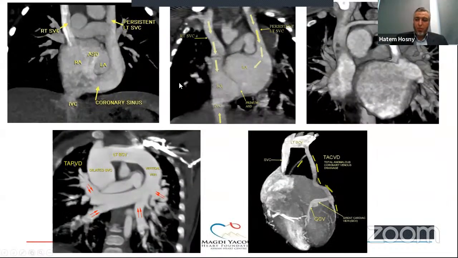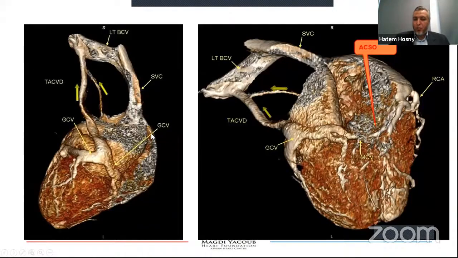So if I may comment here, Dr. Mohammed? Yes. This has a really significant clinical implication, because in such a patient that you've presented with a functionally single ventricle, probably one of the steps for management would be to do a bidirectional Glenn shunt.